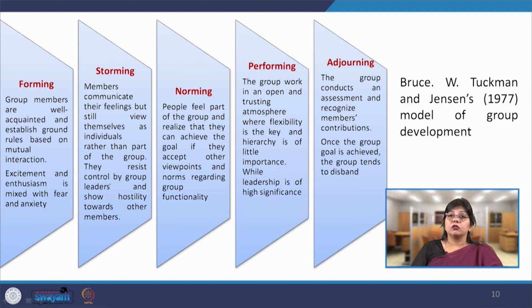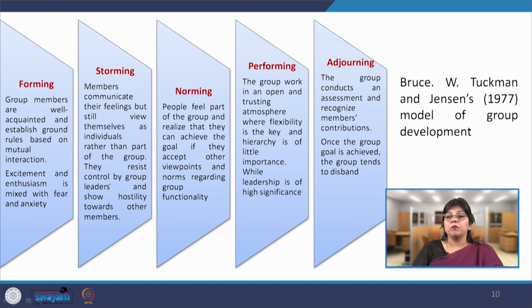Now, once this storming stage is over and people tend to identify themselves as members of the group, not as individuals, they move on to the next stage, that is norming. This is the stage when people realize that their presence and their affiliation is related to the group identity and the group roles. They tend to accept the viewpoints of the other members, they accept the leader, whoever the leader has been appointed, and they establish the norms of how the group will function.